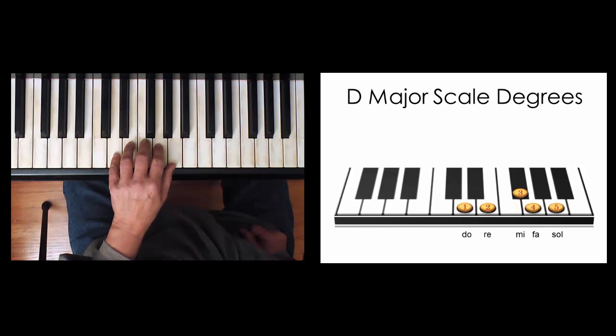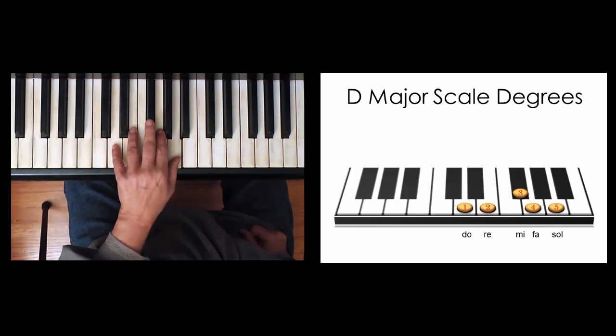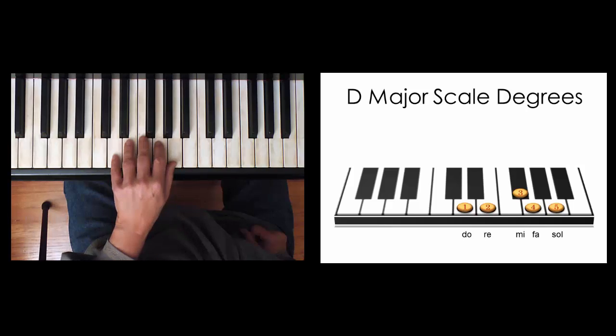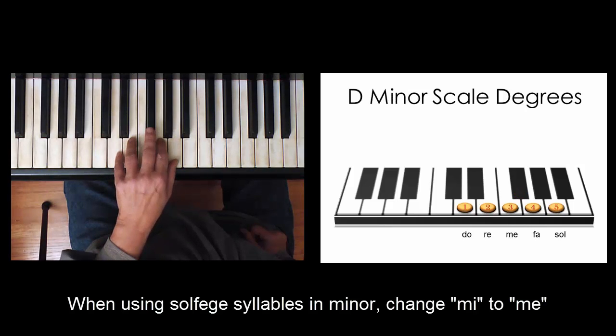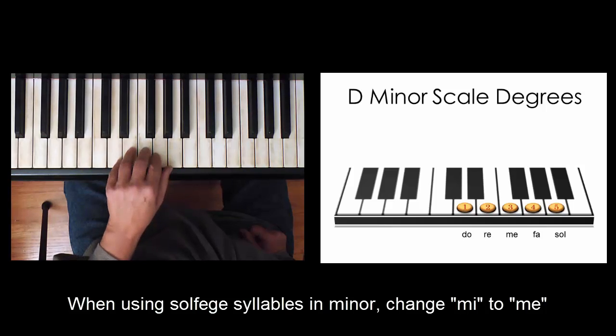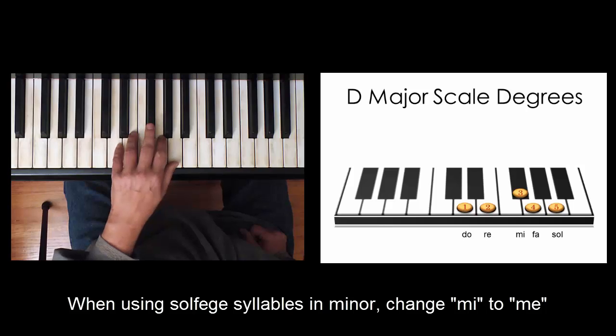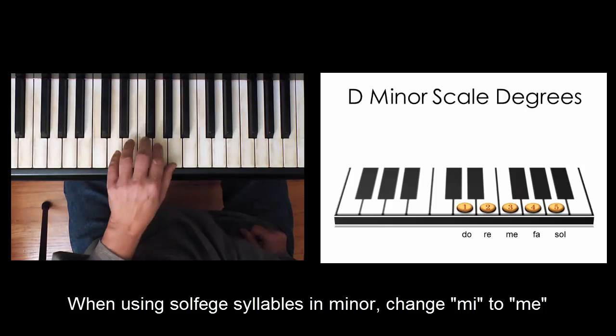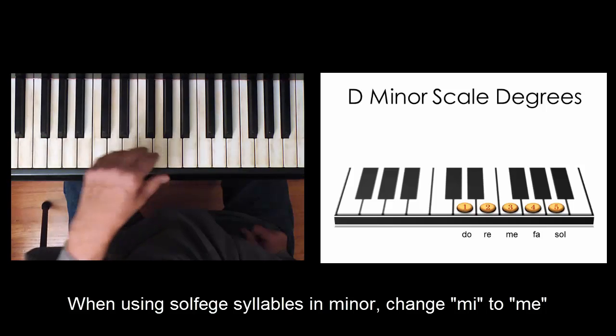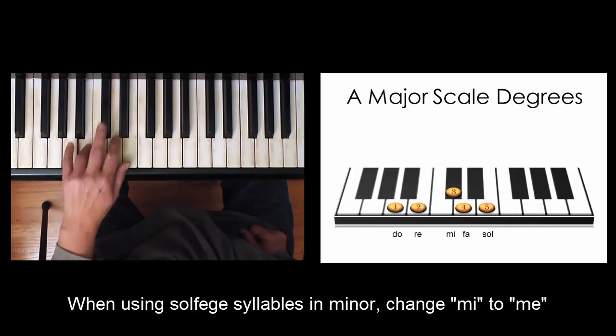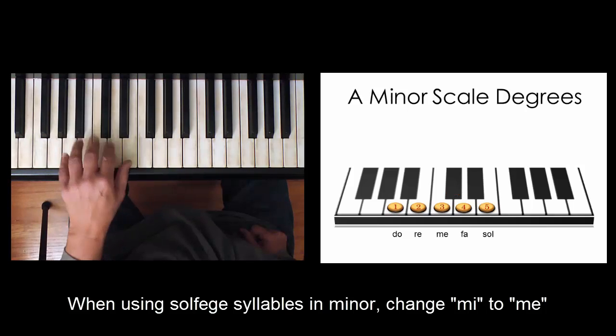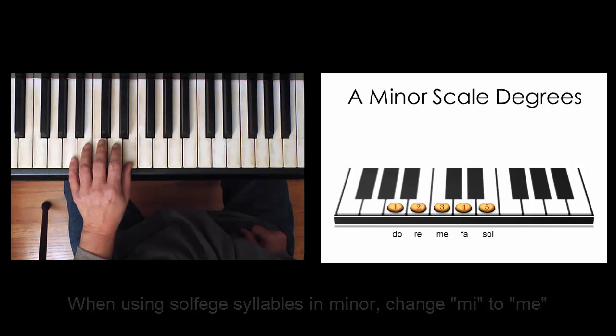Now if I want to use the do, re, mi, fa, so syllables, I can do that. But when we use these syllables and we play minor, we actually change the syllable from mi to may, and we sing do, re, may, fa, so, versus do, re, mi, fa, so. In A, do, re, mi, fa, so, or do, re, may, fa, so.